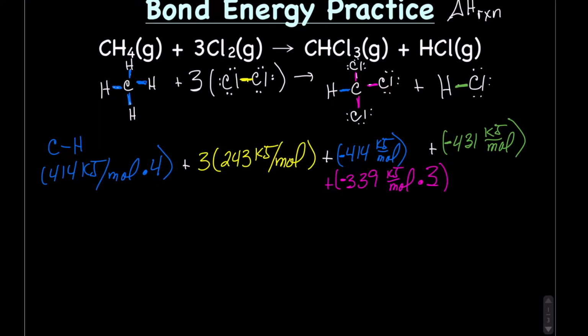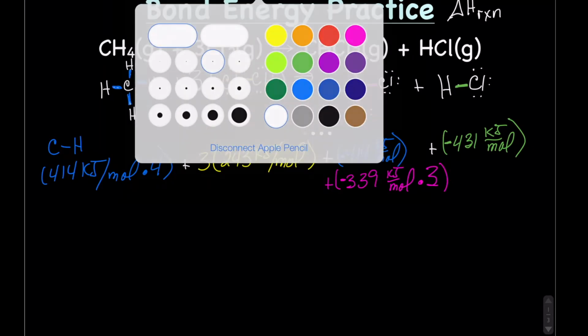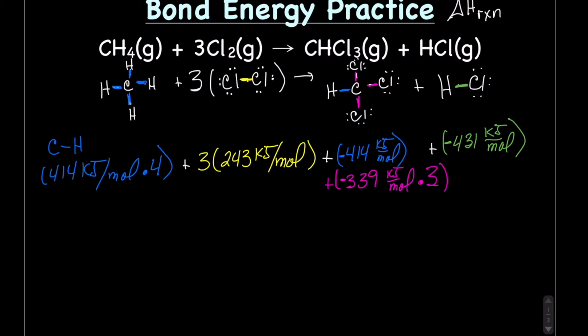All right. So now what we need to do is add all this stuff up, and we'll know what the overall change in energy of the reaction was. So let's see, starting with the CH bond, I have 1656 kilojoules per mole, plus when we look at the Cl-Cl bond, 729 kilojoules per mole.